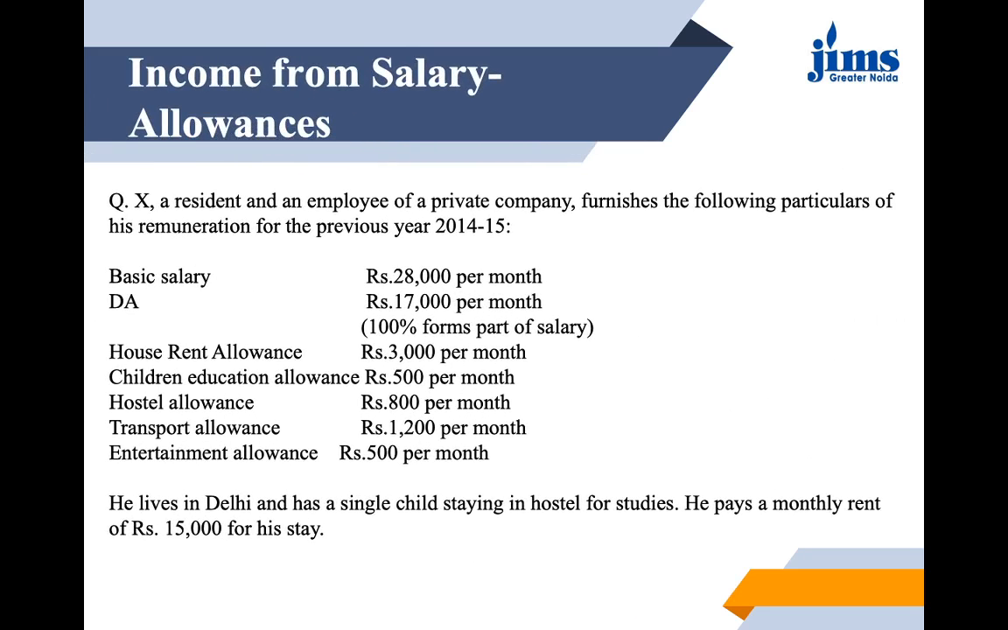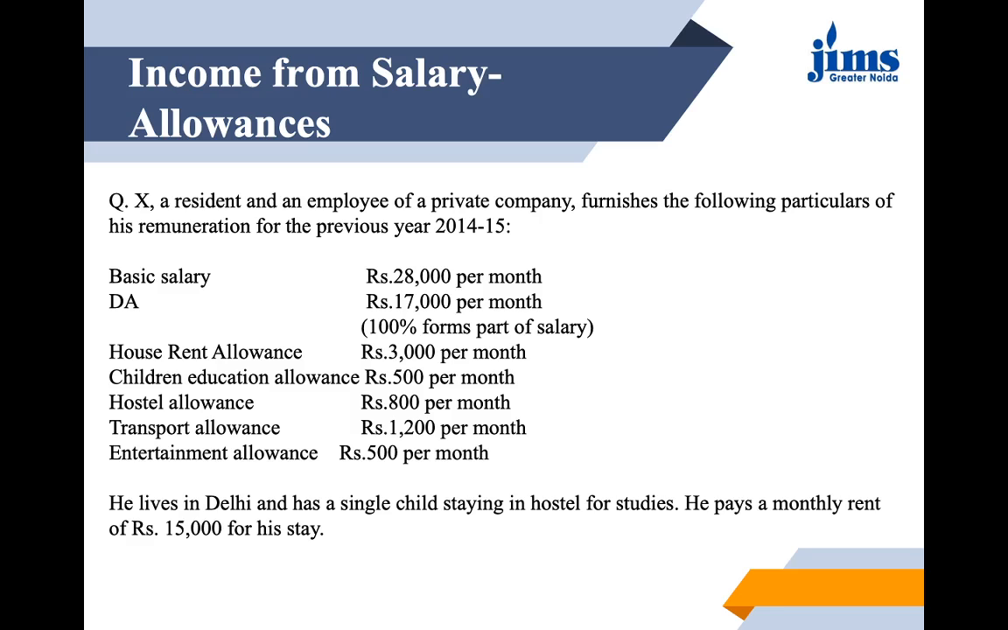Now let us have a look at an example. X is a resident and an employee of a private company, furnishing the following particulars of his remuneration for the previous year 2014-15. Basic salary given here is rupees 28,000 per month. DA is 17,000 per month and 100% forms part of salary only. House rent allowance is rupees 3,000 per month.